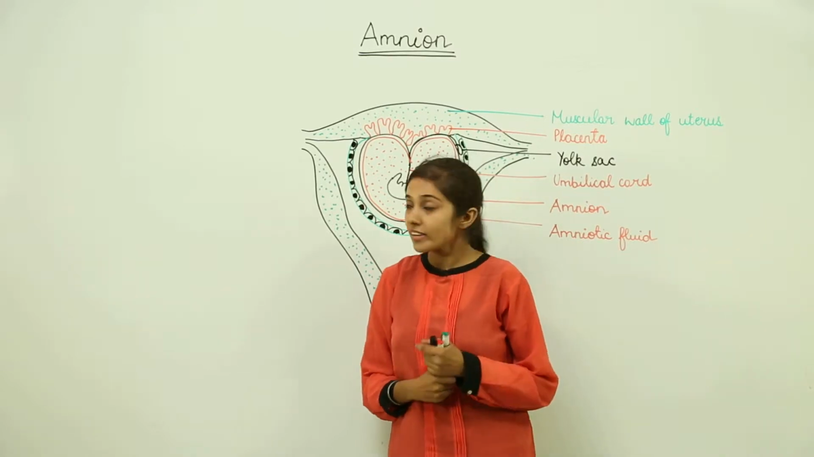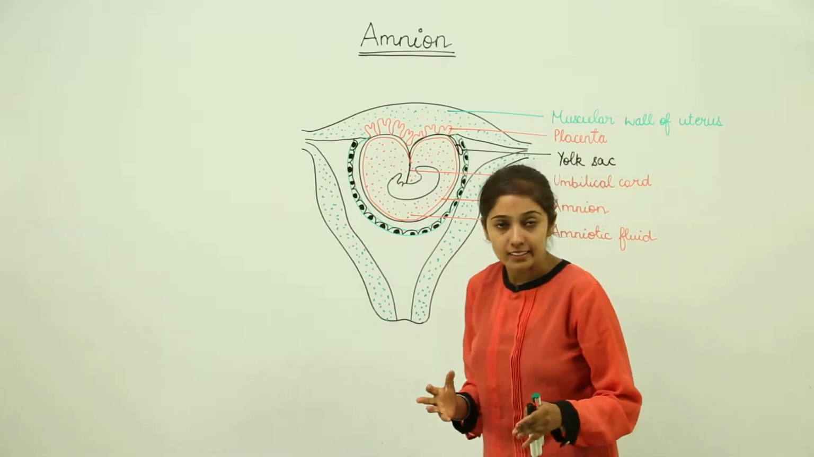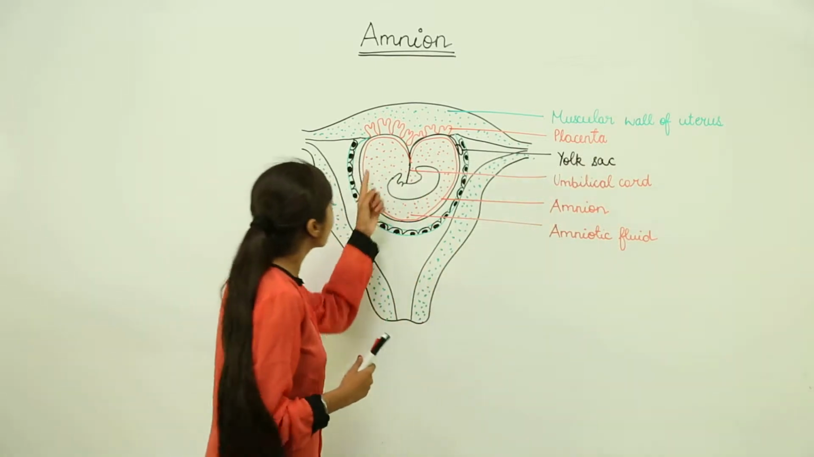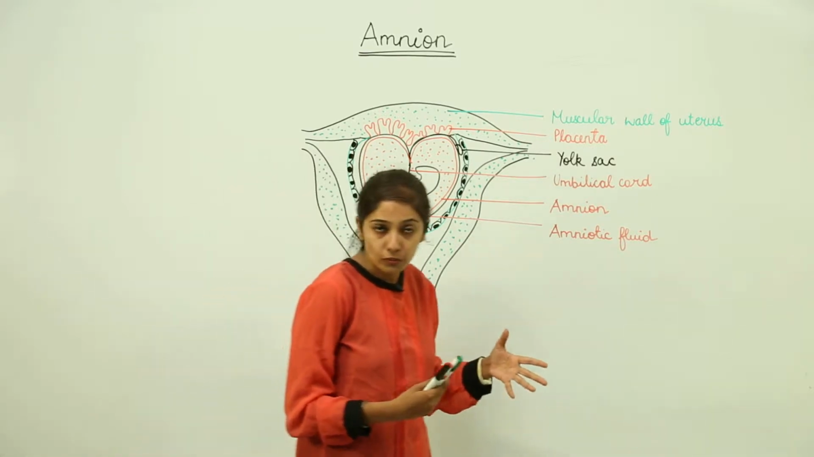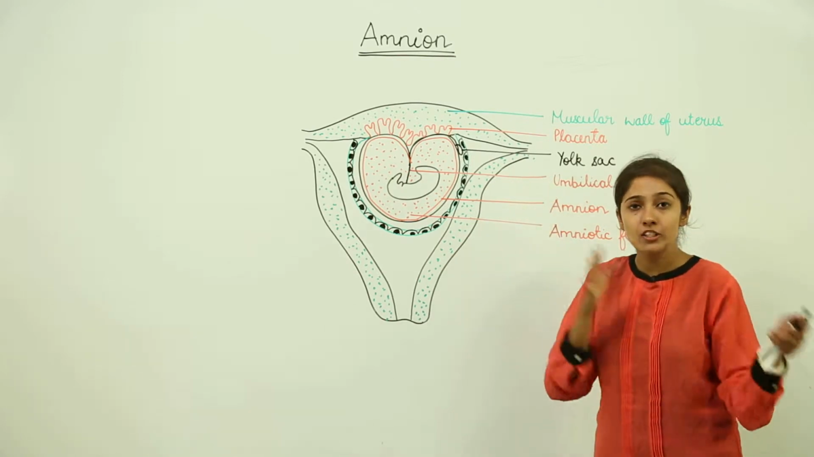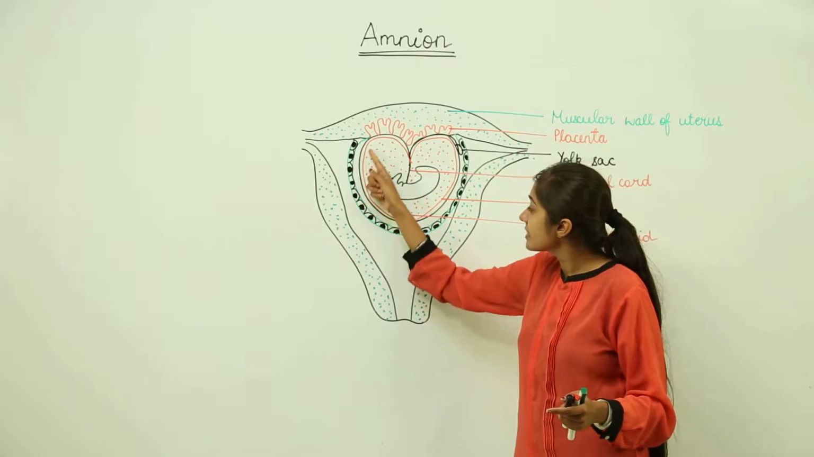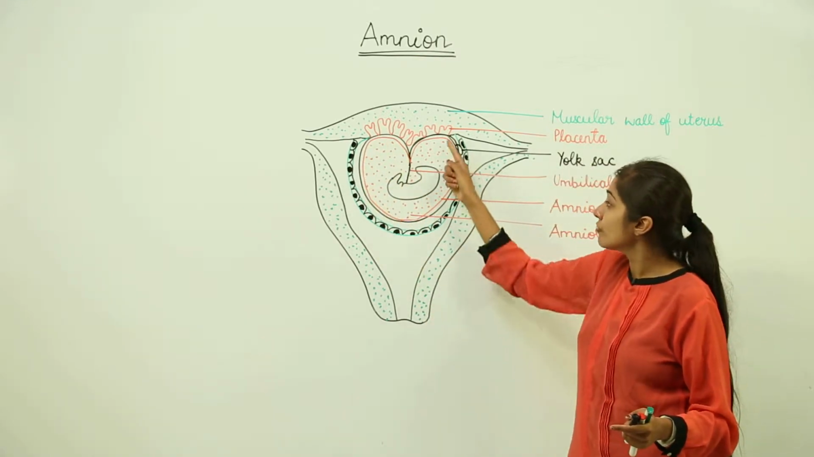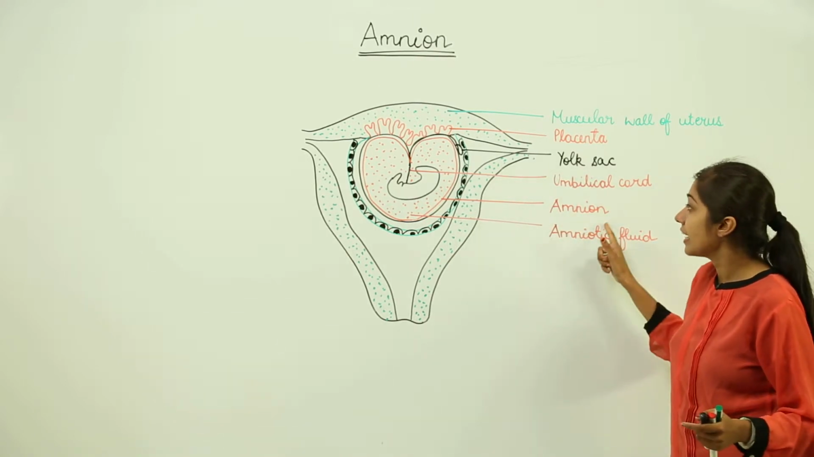Now let's see what is an amnion. Amnion is a sac which develops around the fetus before the development of allantois also, right? That allantois is the layer. Before the development of the allantois, there is a development of a sac. This you can see, this red line sac which develops around the fetus, that we call as amnion.